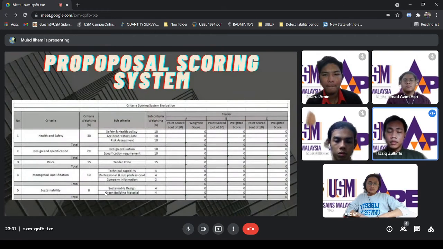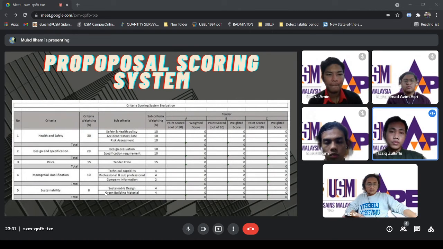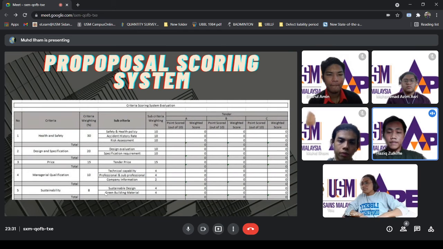Assalamualaikum warahmatullahi wabarakatuh. Today I will explain the proposed scoring method with each weighted criterion. Our scoring system is constructed with weighted criteria, and each criterion is extended with a few sub-criteria. As the first-rank criterion, health and safety became the most prioritized criterion in this scoring system due to the consideration that health and safety will influence the flow and duration of the construction project.